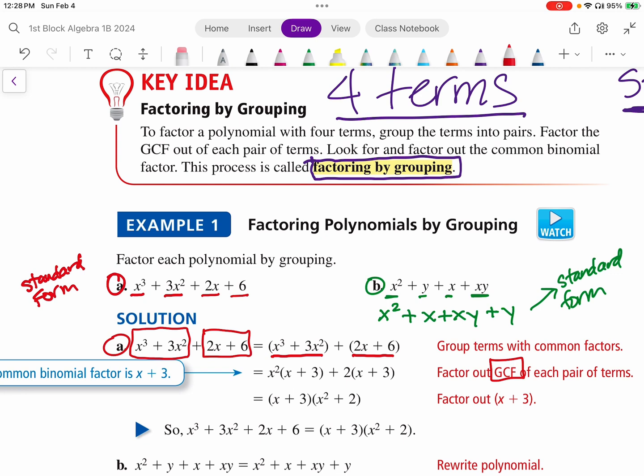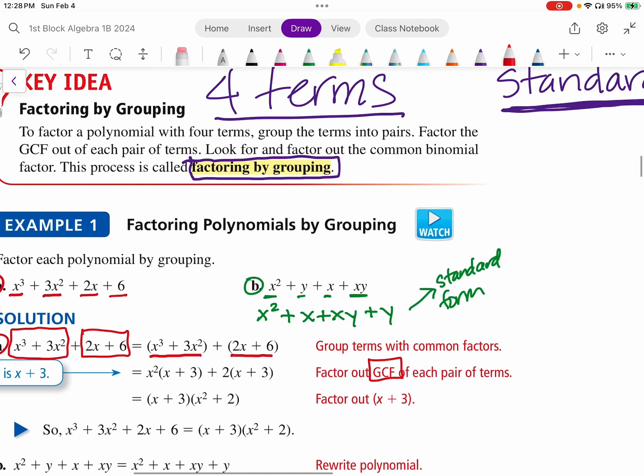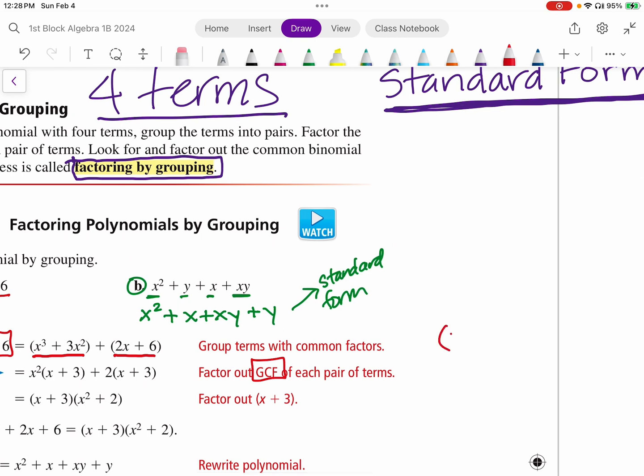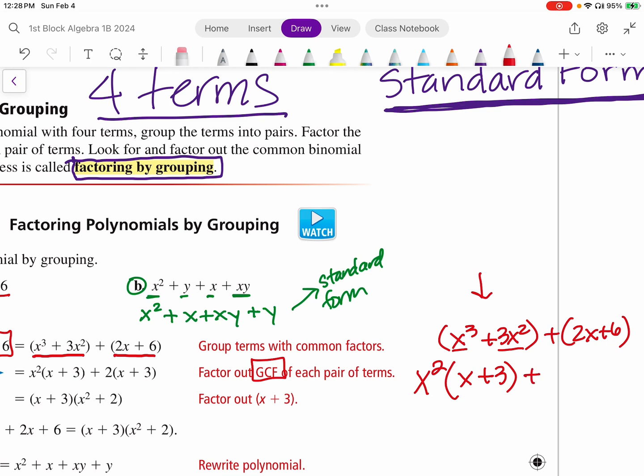So I look and say, well, x to the third power plus 3x squared. I'm going to move over here and rewrite so I can show you my thinking. X to the third power plus 3x squared, and this is plus 2x plus 6. From this first binomial, we have x to the third power and 3x squared. I know that I can factor out x squared. X squared times what gives me x to the third power? X. And x squared times what gives me 3x squared? 3.